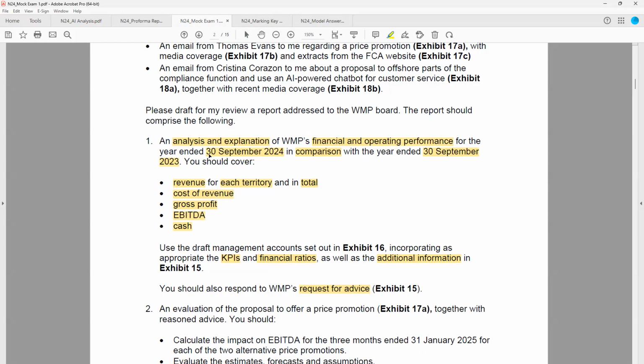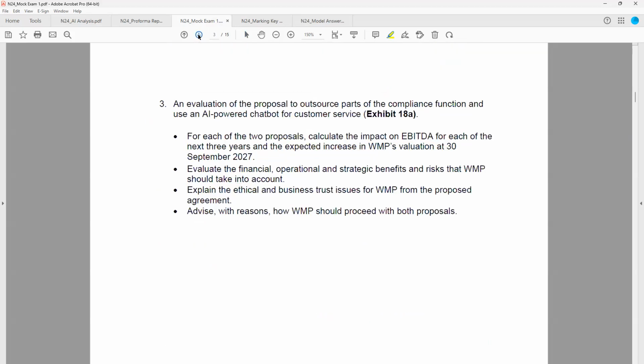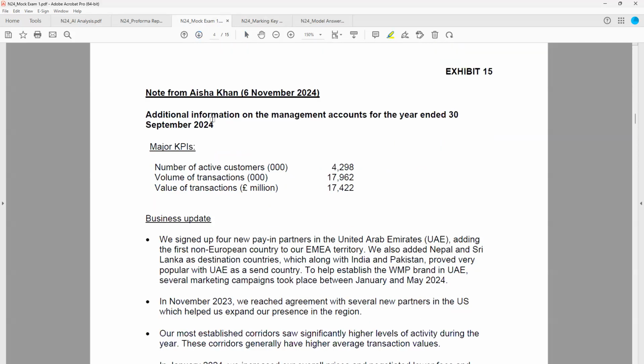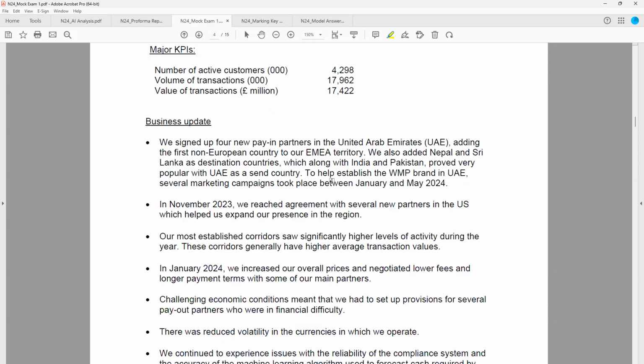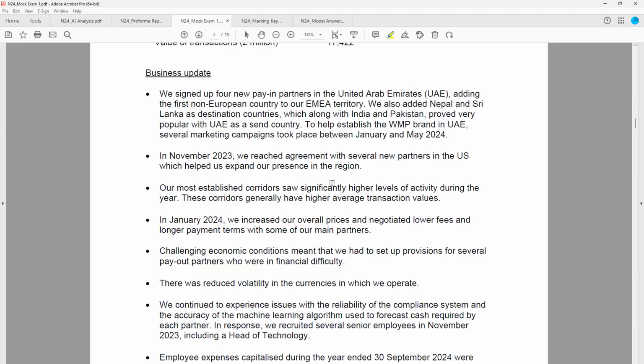So we know how we're going to structure our report to make sure we answer and address everything the examiner has asked us to. And then, of course, we might have a high-level look at the information here, but we know we're going to get the information from the CFO, and we've got the major KPIs here. Presumably we'll have to calculate the ratios ourselves. And then we've got the business update, which will tell us reasons why things have gone up or down.